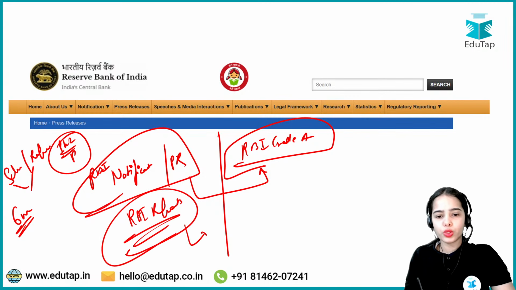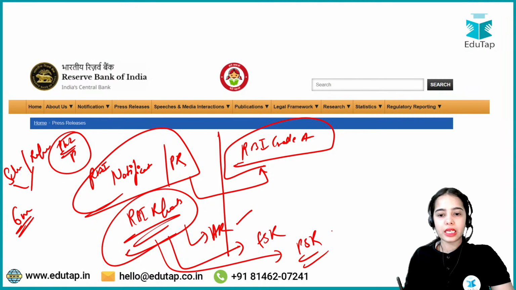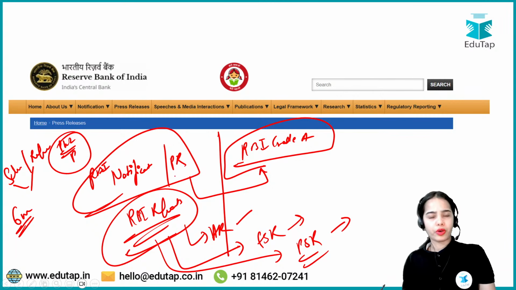For RBI reports, just go through the annual report. Go through the recent Financial Stability Report and the PSR, that is the Payment System Report, because they were released in May, and the FSR, I think, was released in June. So these are the important reports.